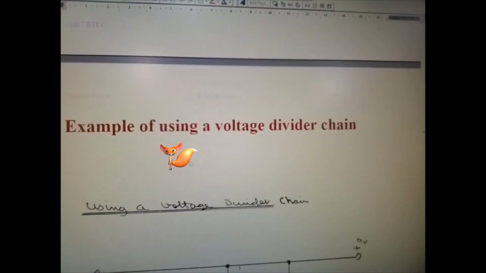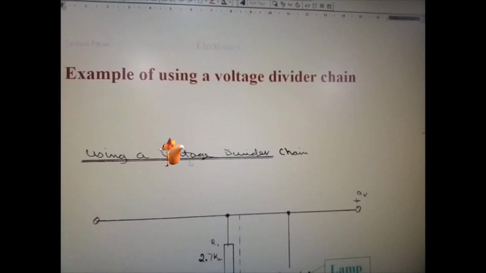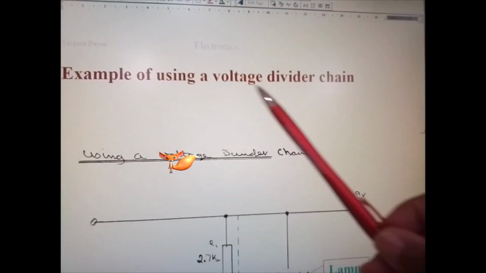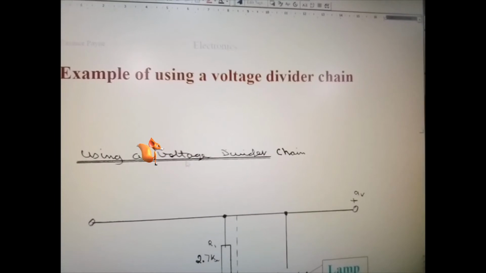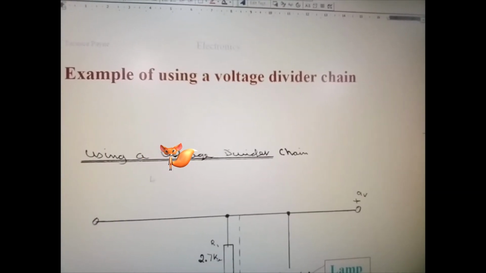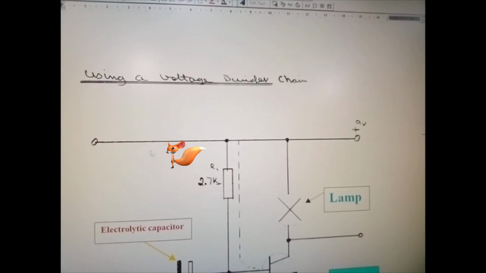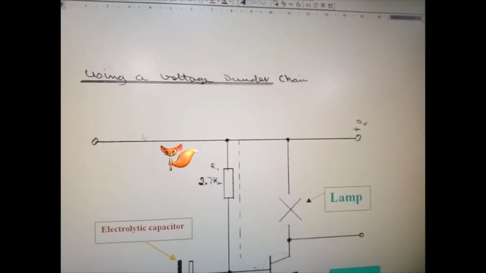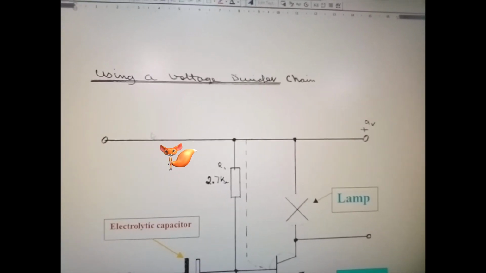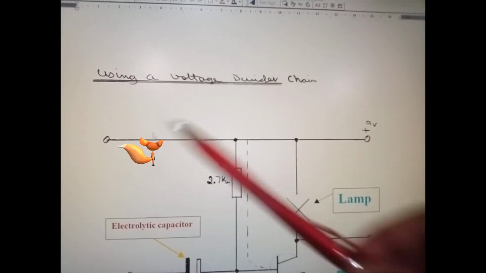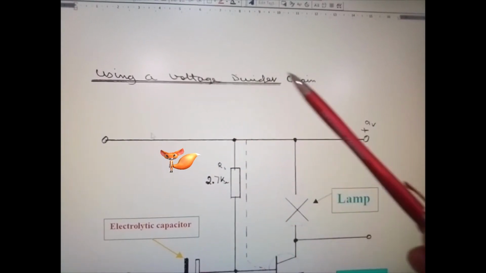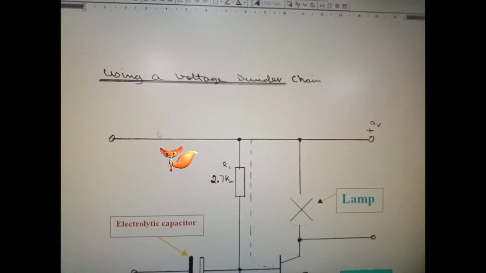Okay, now here, what I've done is to look at an example, okay? An example of using a voltage divider chain. Now I've made this large, so the idea here is to provide you with detail. And using a voltage divider chain, that's what it says there, okay?